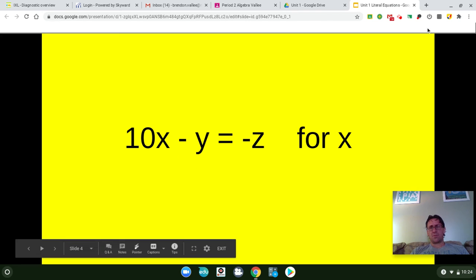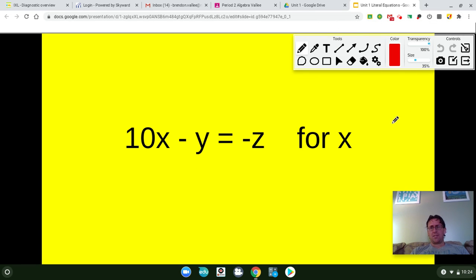So let me go over one more problem, and then I'll give you the classwork assignment. This problem says solve for x. So we've got to get x alone, which means we've got to move the y over, and we've got to move the 10 over. Like you know from solving equations, the first thing to move is this plus.